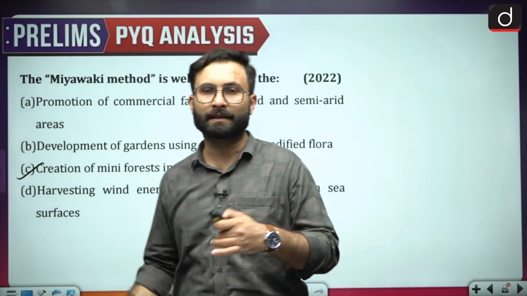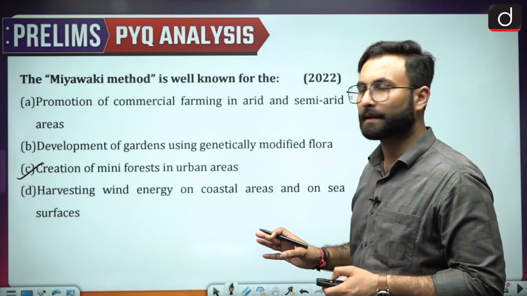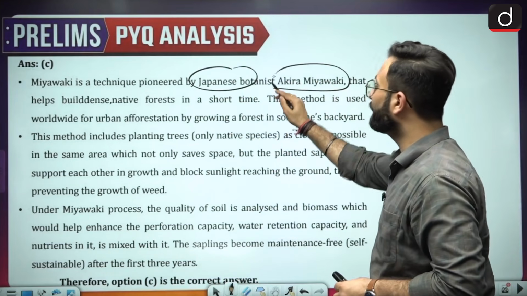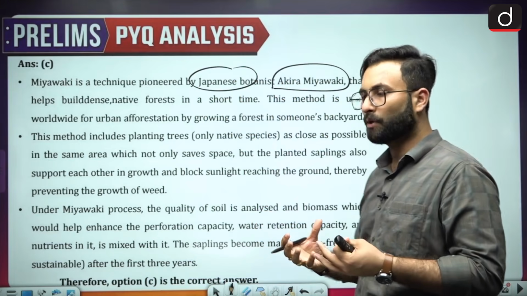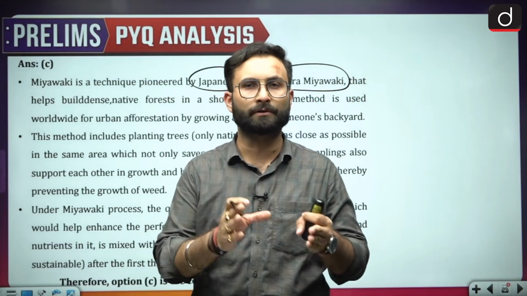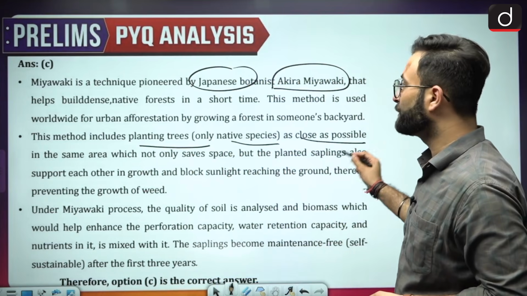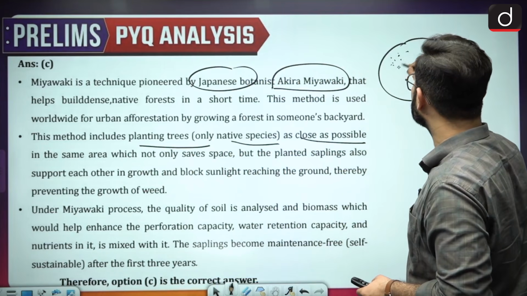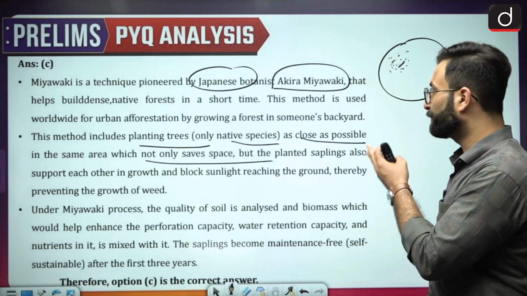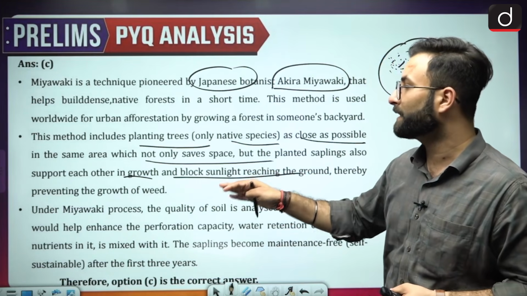Now Miyawaki is the technique wherein you are going for creation of the little island of the forest. Okay, so this is the Japanese technique. Miyawaki is a technique pioneered by the Japanese botanist, that is Akira Miyawaki. Here what happens is that they will be creating an area in the urban cities where you will be having the forest. This method includes planting trees, only native species, as close as possible. In the smaller area they will be planting the trees in a very close form, which not only saves space but planted saplings also support each other in the growth, block sunlight reaching the ground and thereby prevent the growth of weed.